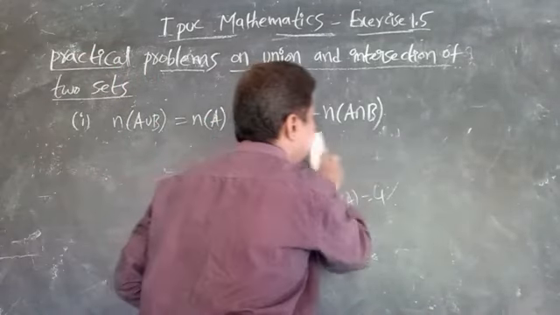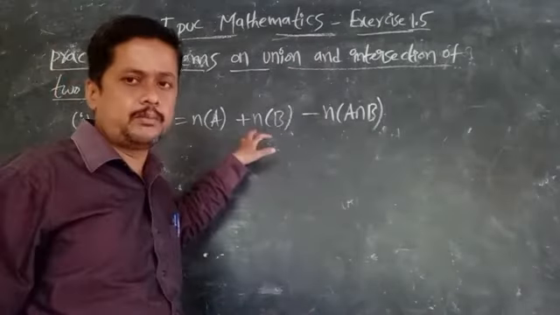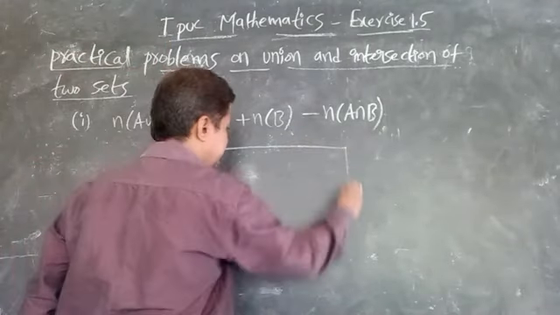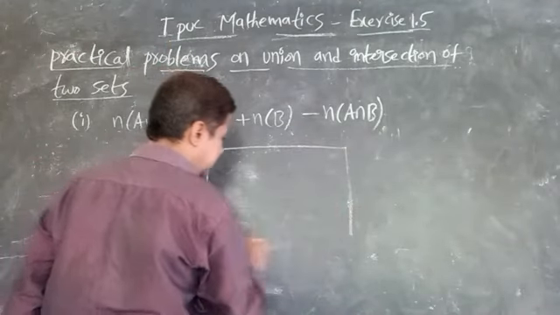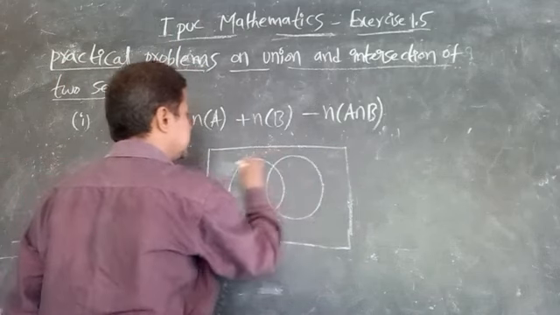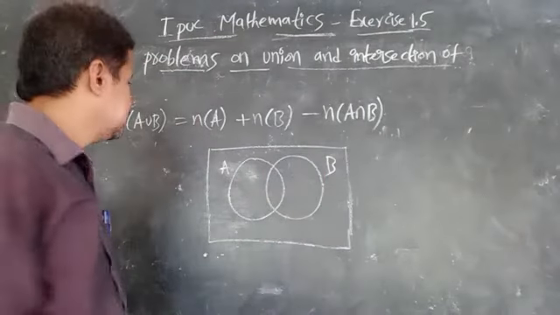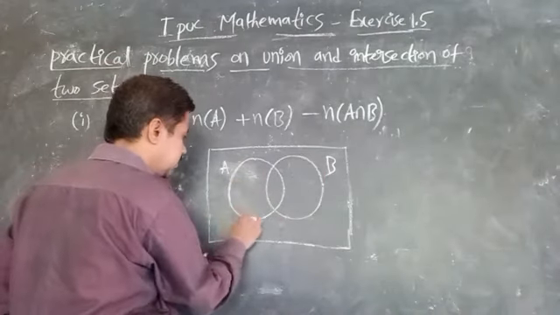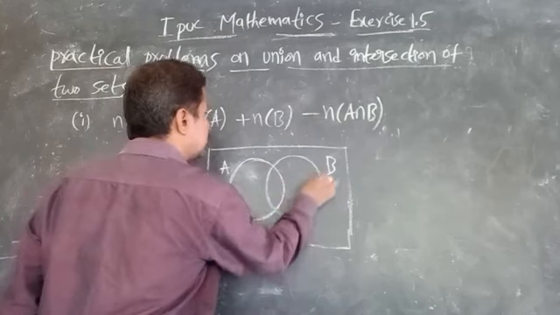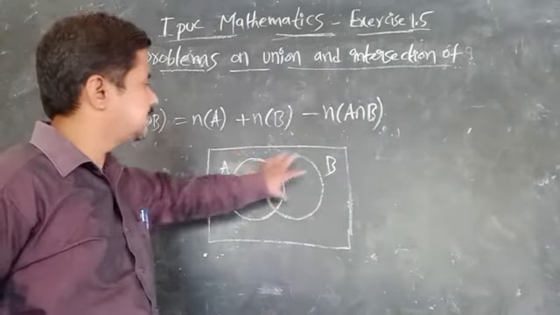If you learn this concept, it is very easy. I will give a brief introduction of how it comes. If we take a Venn diagram, this is a Venn diagram. This is A and this is B. Understood? So this is A and this is B.